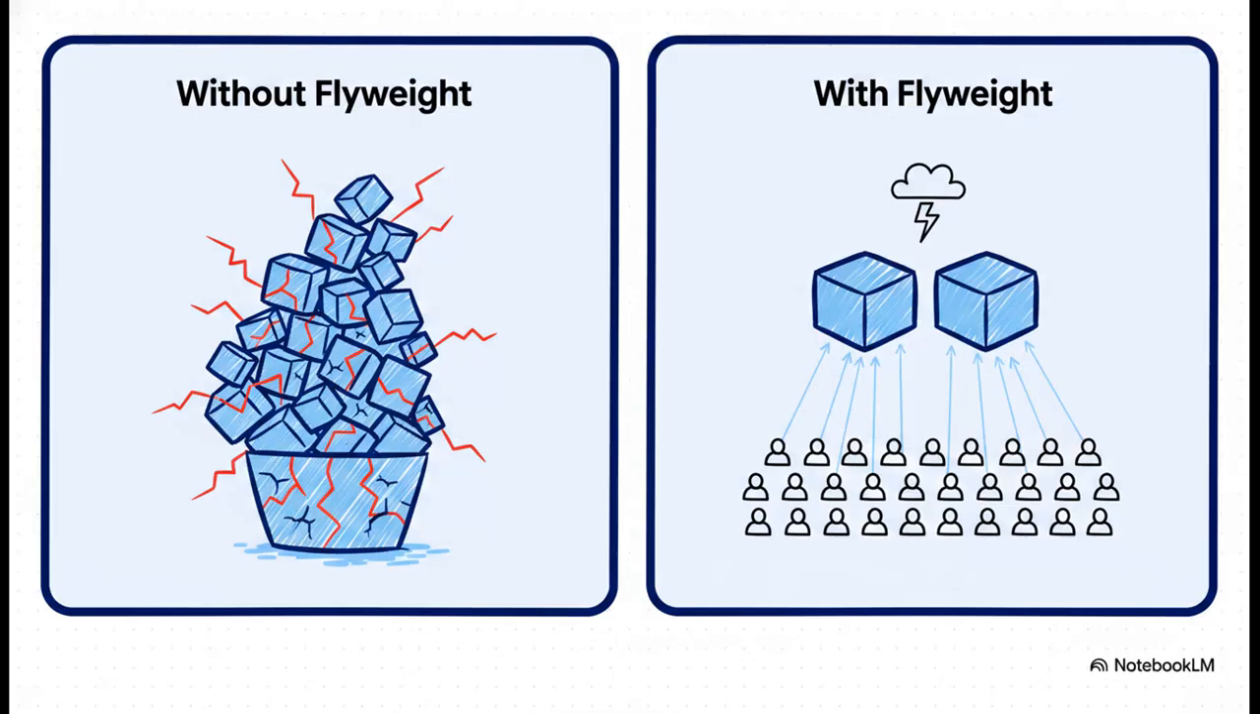Okay, this slide is everything. Just look at the difference. On the left, you've got our disaster scenario. But on the right, that's the Flyweight solution. So instead of creating a unique 5 megabyte object for all 50 million users, we create just two heavy objects, one for Team A and one for Team B. And then everyone else just gets a tiny little 8-byte pointer to one of those two objects. The result? We go from 250 terabytes down to about 410 megabytes. I mean, that's not an optimization. That's a different reality. It's a total game changer.